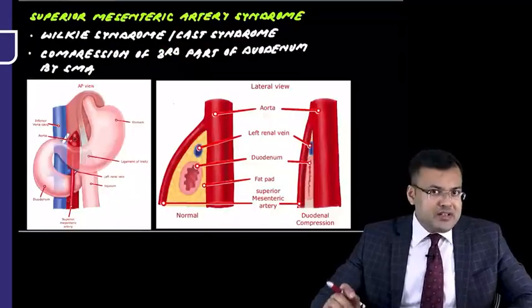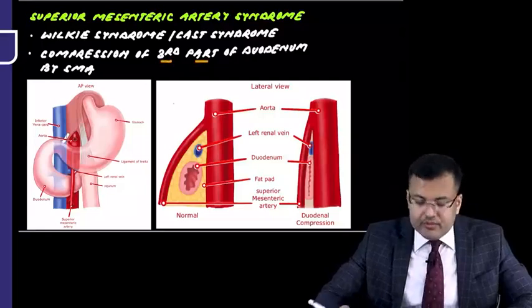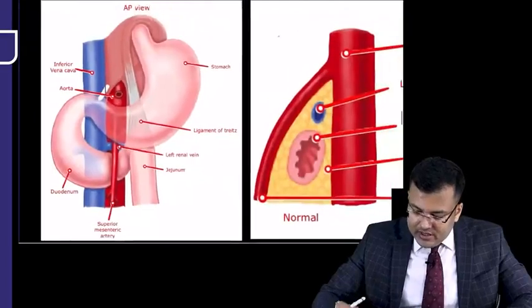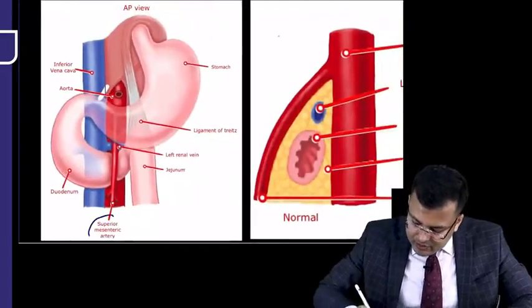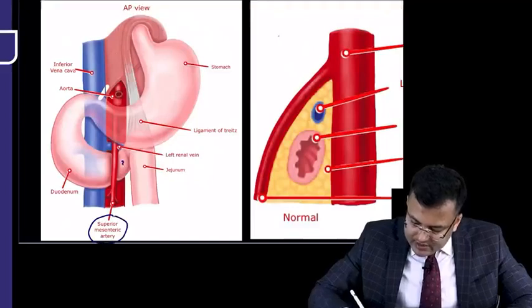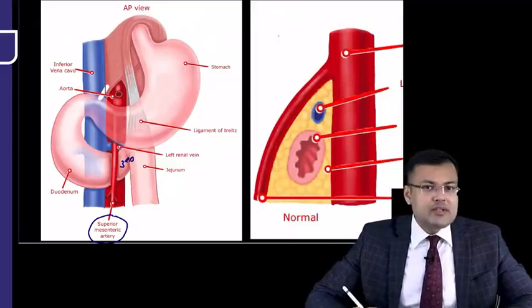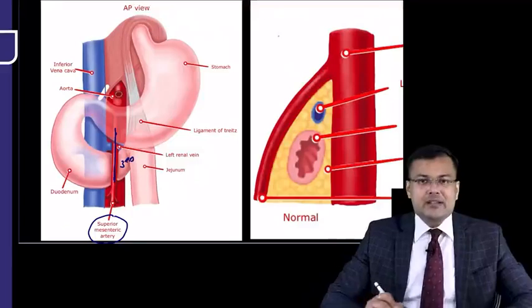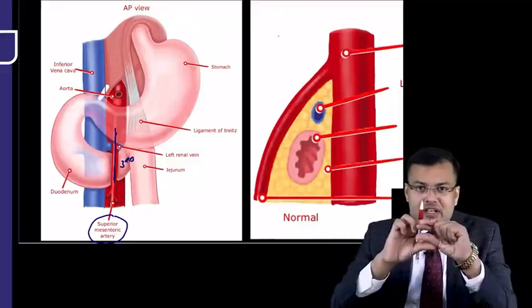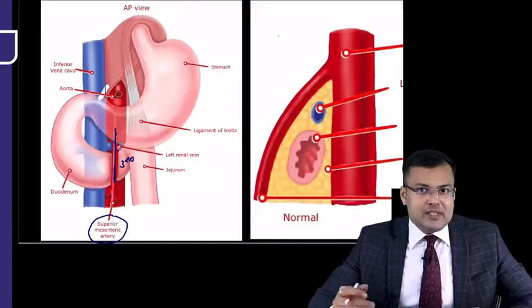Now the superior mesenteric artery syndrome, you can see here, there is compression of the third part of the duodenum by the superior mesenteric artery. In this image, this is the superior mesenteric artery, and here is the third part of duodenum. The superior mesenteric artery compresses this third part of duodenum. So this is known as superior mesenteric artery syndrome. The obstruction is partial. That's why the patient will have colicky pain, but the patient is going to pass feces and flatus.